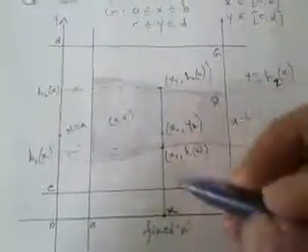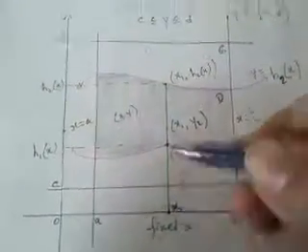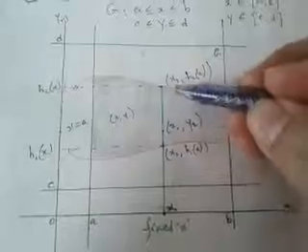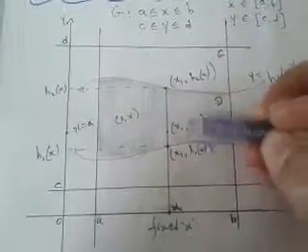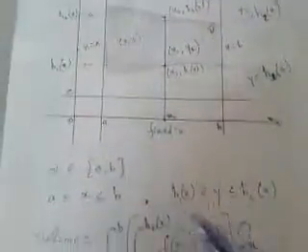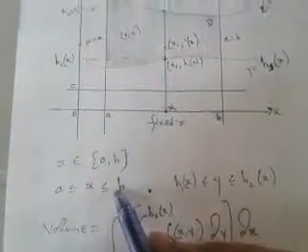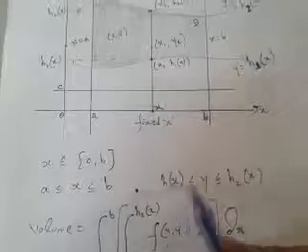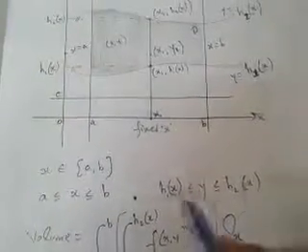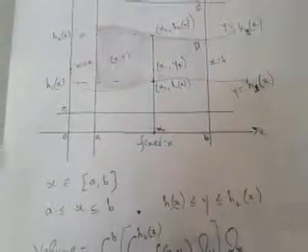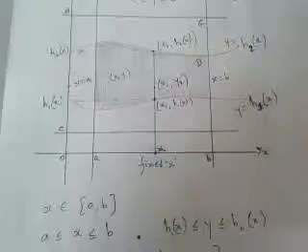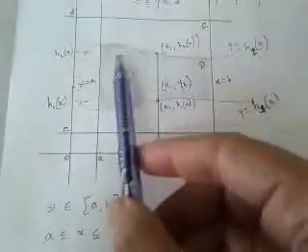We can observe that for each x1, you have a range of y values bounded by these two curves. So for all values of x, there exist values of y which lie between these two curves. This is the range in which y is bounded. In the same way, you have infinitely many such points.